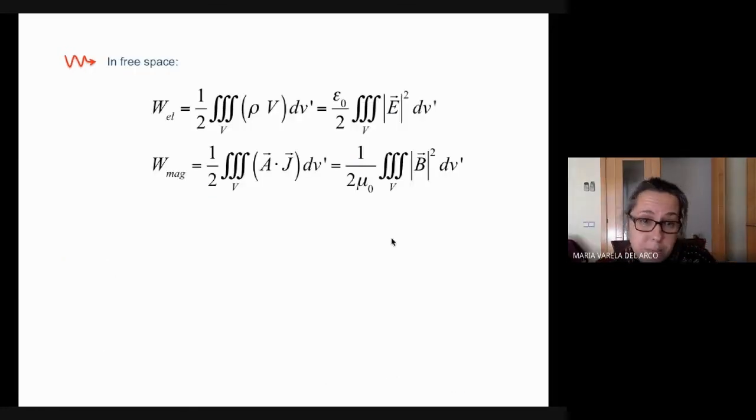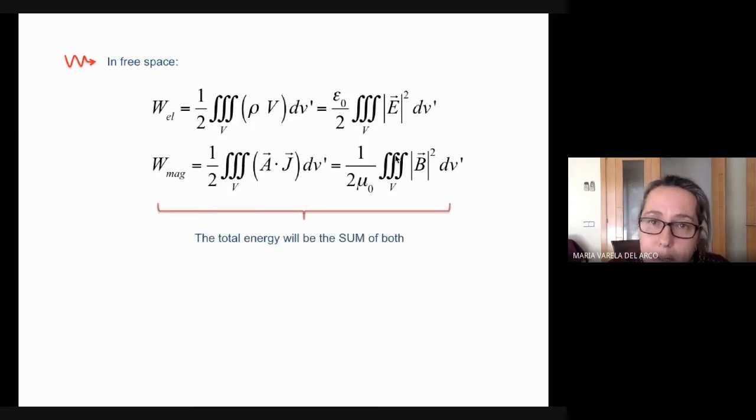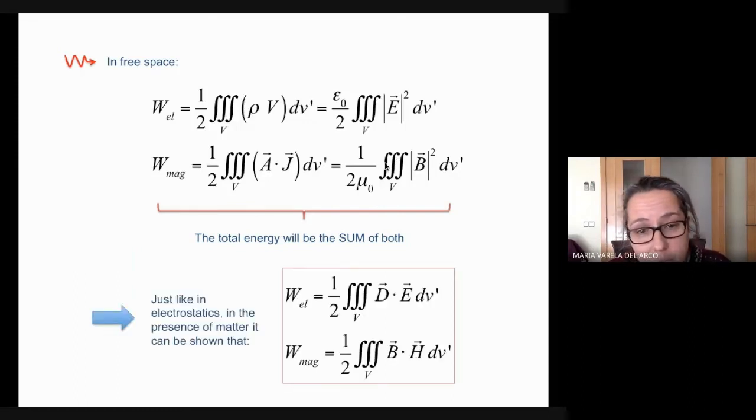So in free space, in general, we had our electrostatic energy, like I said, that was charge times potential. This is why I'm using the small v here for the volume. For magnetism, we have current dot the magnetic vector potential. And we have a very, very similar expression. The total energy, when we have both electric and magnetic fields, obviously will be the sum of both. And in the presence of materials, it's not difficult to see. You can look at this in any book.